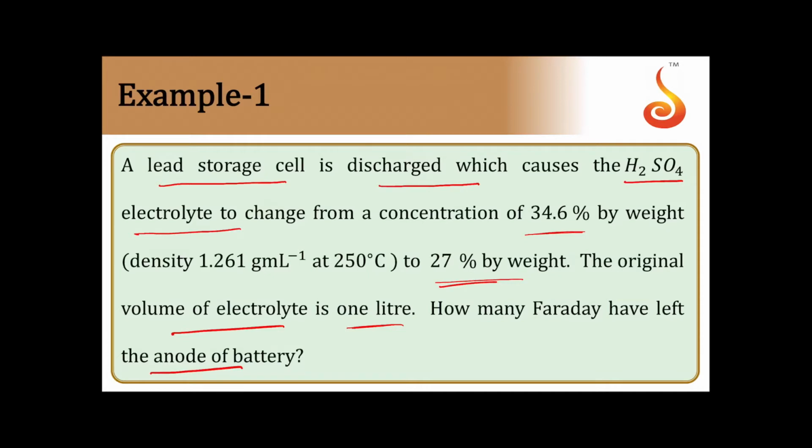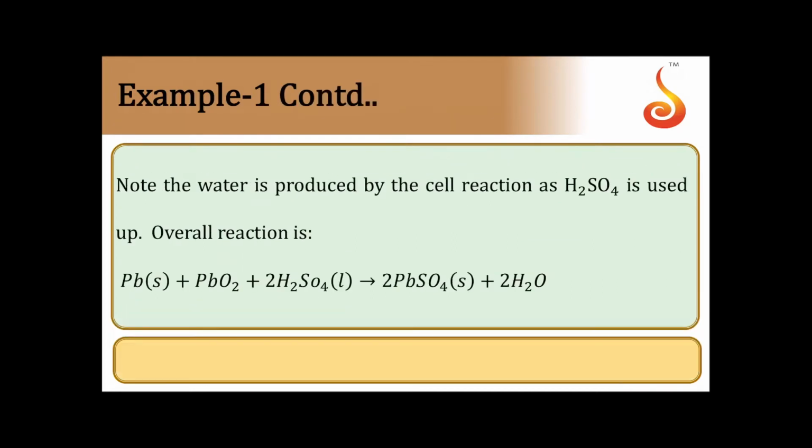So they have given the percentage decrease in the sulfuric acid. 34.6 became 27 percentage by mass. And note, the water is produced by the cell reaction as sulfuric acid is used. So they gave us the overall reaction also.